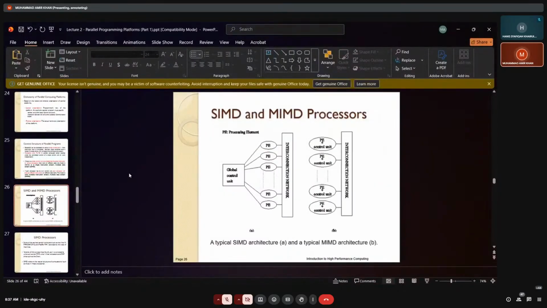This is SIMD and MIMD: a typical SIMD architecture A and a typical MIMD architecture B. You can see we have a global control unit, a single centralized control unit, and on the other hand, we have an individual control unit along with each P, processing element or processing unit. Very easy difference.